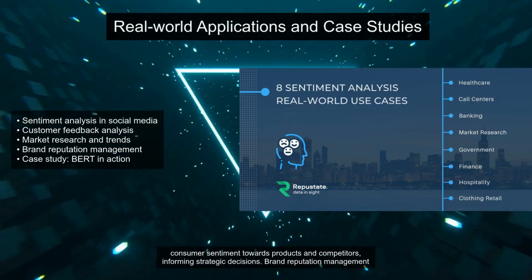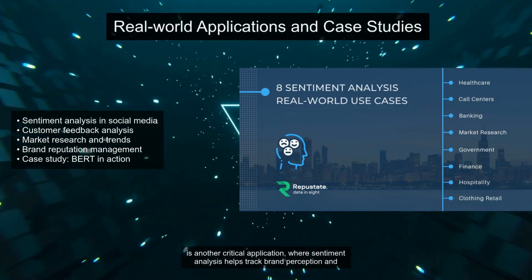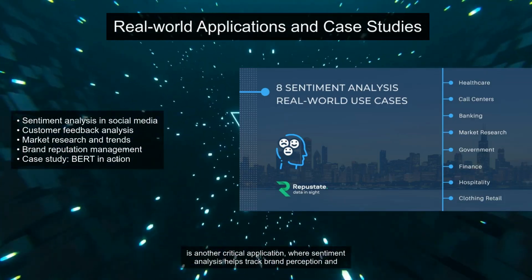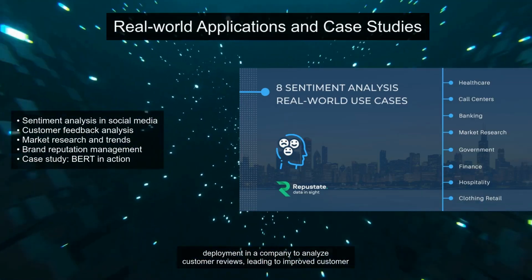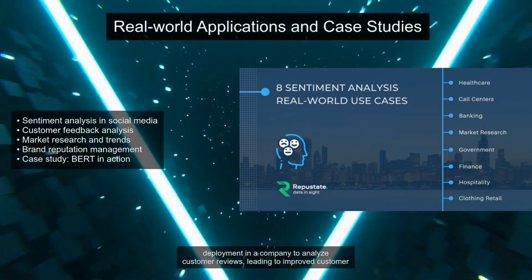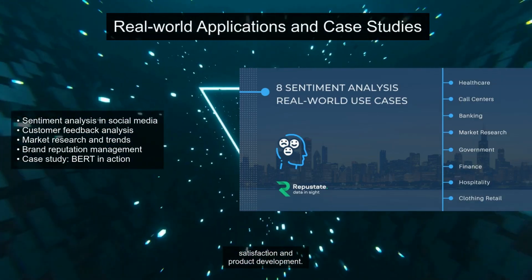Market researchers use sentiment analysis to gauge consumer sentiment towards products and competitors, informing strategic decisions. Brand reputation management is another critical application, where sentiment analysis helps track brand perception and manage crises. A case study of BERT in action might involve its deployment in a company to analyze customer reviews, leading to improved customer satisfaction and product development.